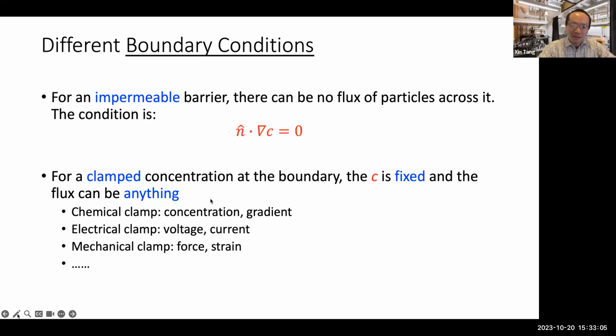Oh, what I'm saying is the concentration is fixed on one side, on the boundary. Okay.